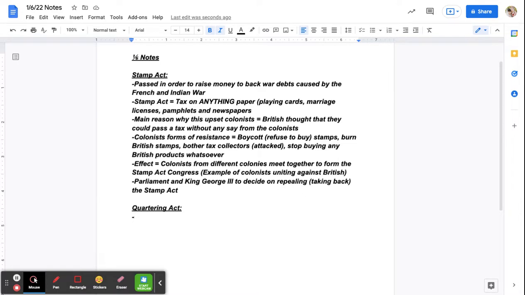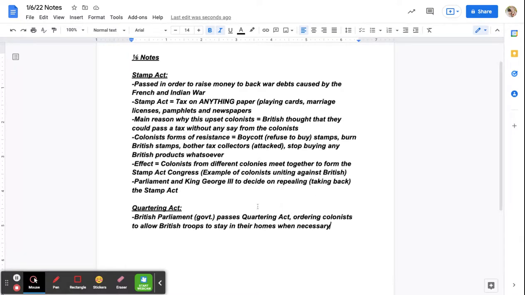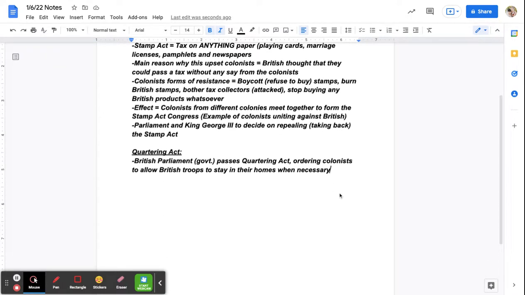So the Quartering Act was passed in 1765, and it was passed again by British Parliament. Again, British Parliament, that was their form of government, their lawmaking group. And this law stated that the British redcoats had a right to live in colonist houses whenever they needed to in colonial America. So I don't know about you guys, but I would not really like it if the government made a rule where military soldiers could just show up at your house in the middle of the night and demand a place to stay.